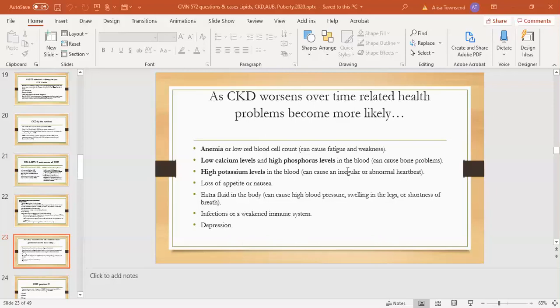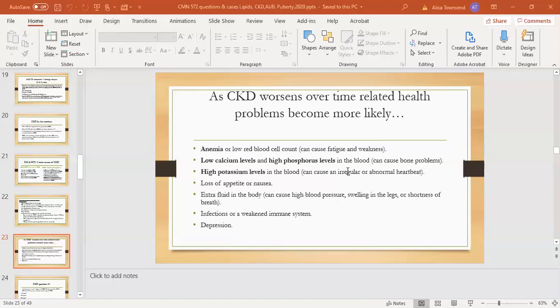Chronic kidney disease worsens over time, and health problems related to it become more likely. You can get anemia, or low red blood cell count. They can have fatigue and weakness. They get low calcium levels and high phosphorus levels in their blood. When it says bone problems, they're likely to have fractures. Bottom line, they're going to have bone pain. They're going to have fractures. High potassium levels, they're likely to have arrhythmias.